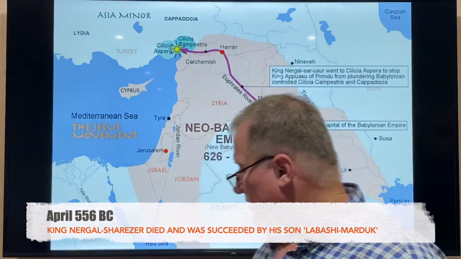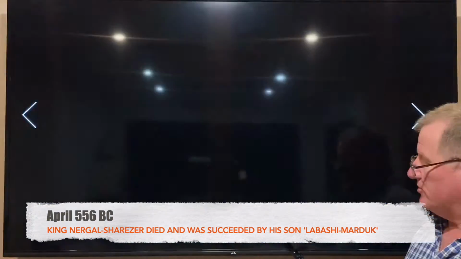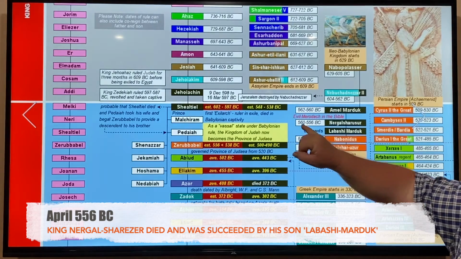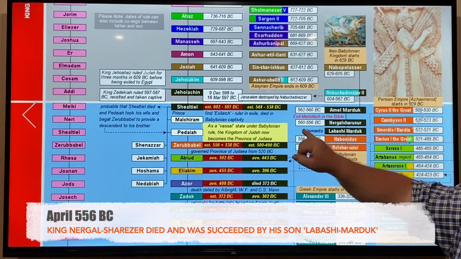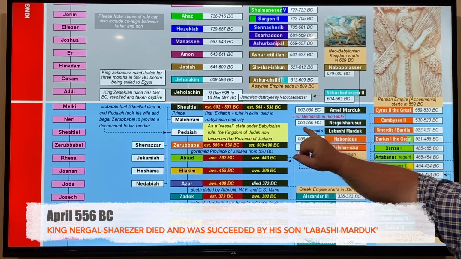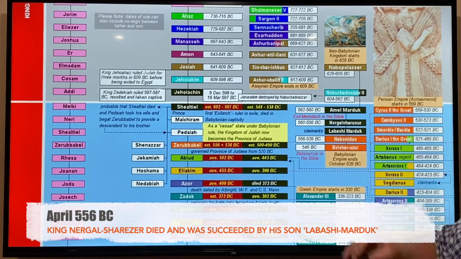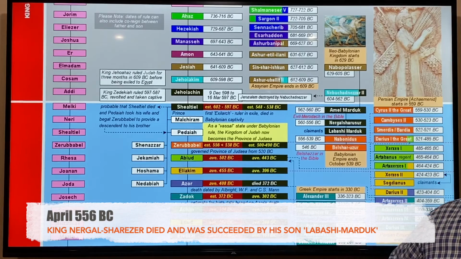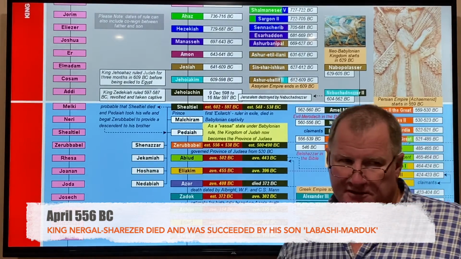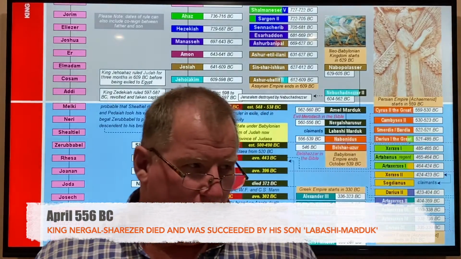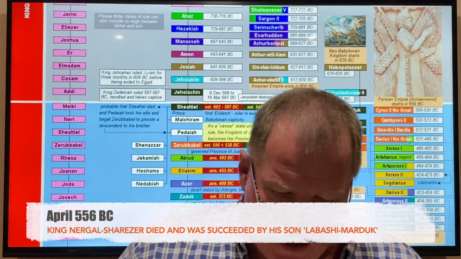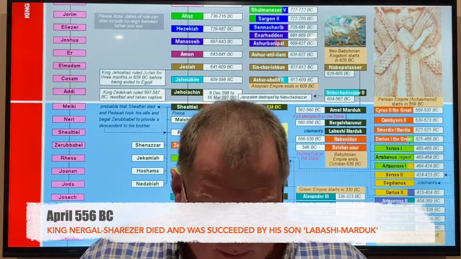And if we go back, sorry for changing the screens, but if we go back here, we notice that he only ruled for 4 years. So Amel-Marduk 2 years, this king only 4 years. So we're seeing this rapid change of kings. When you have a rapid change of kings, it does devastating things to a kingdom or an empire because the stability goes out of the window and people take opportunities when this happens.